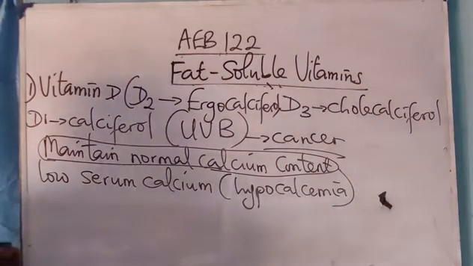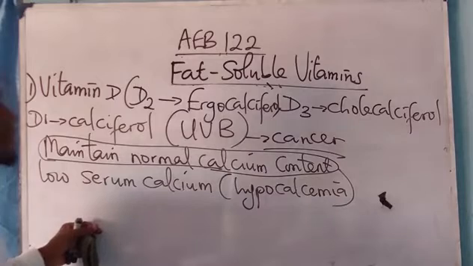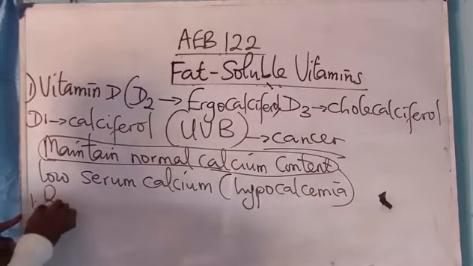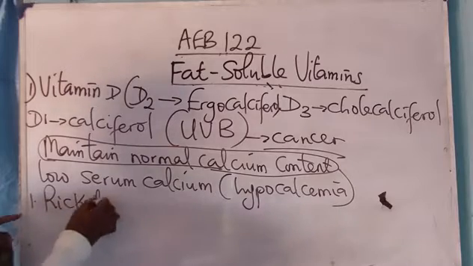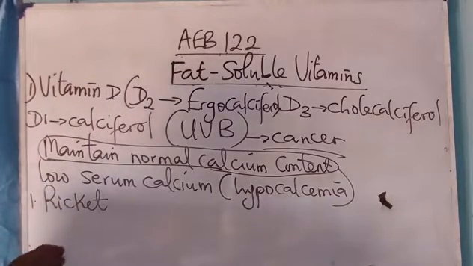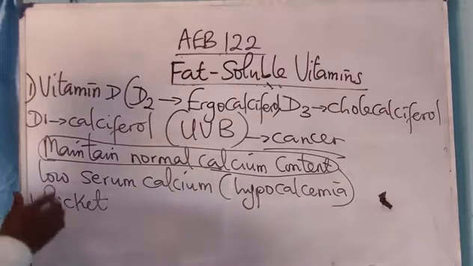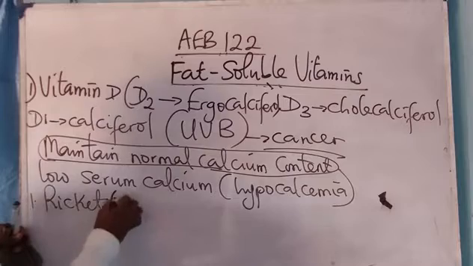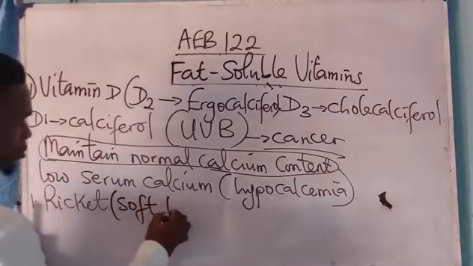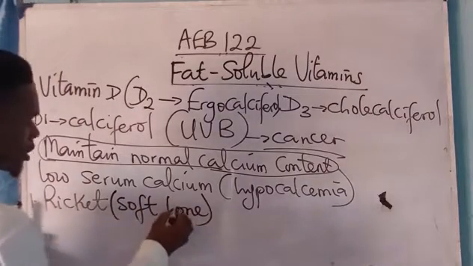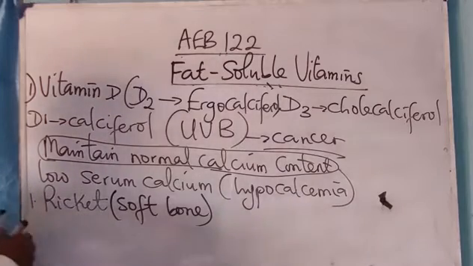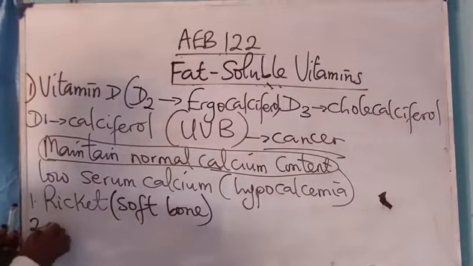Now, what are the deficiency symptoms of vitamin D? One, it results in what? Rickets. Now, in babies, in infants, lack of vitamin D results in what? Rickets. Rickets is characterized by what? Soft bone. The inability of the bone to be what? Hardened. Soft bone, rickets.